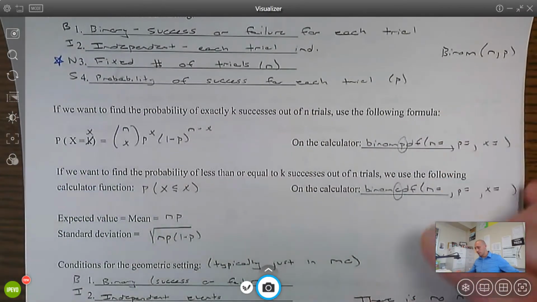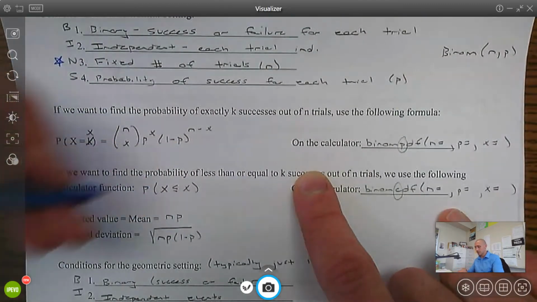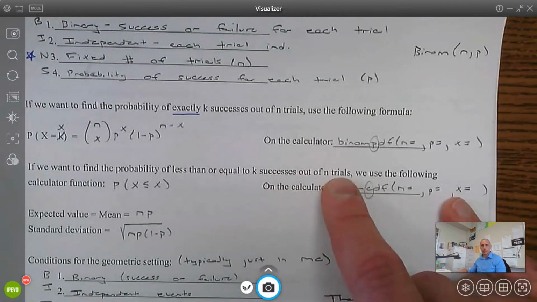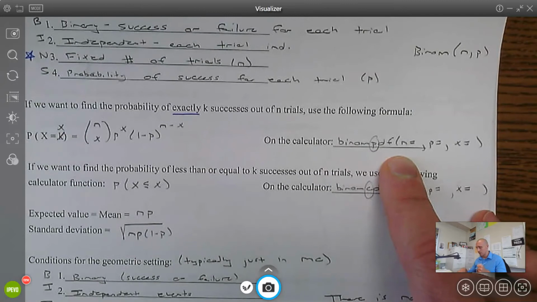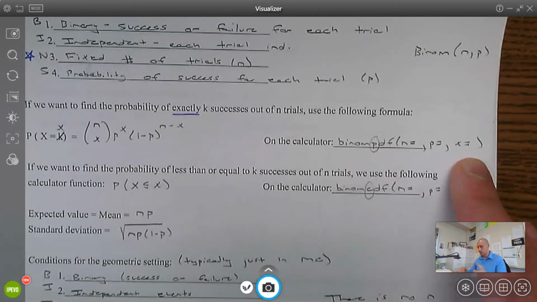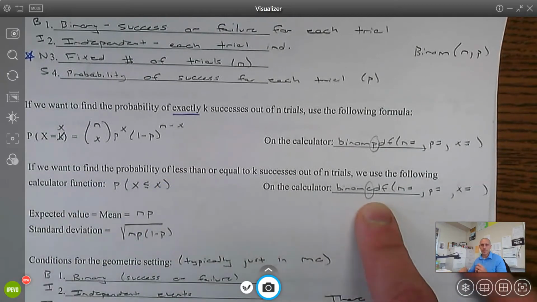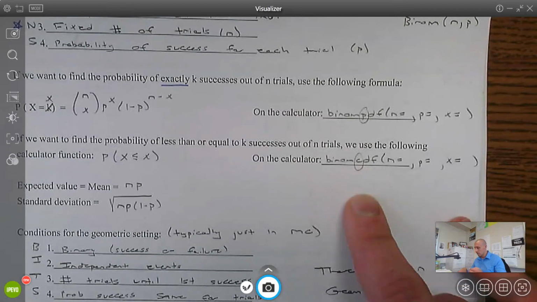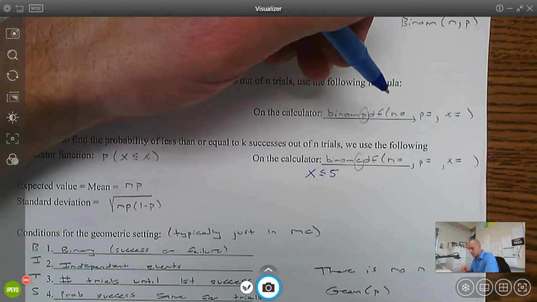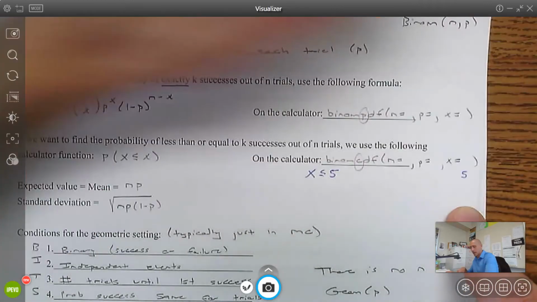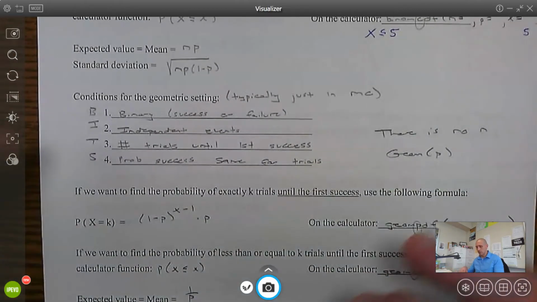So your formula is right here if you want to use that for exactly, or we did some work on the calculator, binomial PDF. If you're going to use the calculator, you have to explicitly say what N, P, and X equal. X is the number of successes. Less than or equal to, now it's going to be binomial CDF. So if I want the probability X is less than or equal to 5, that's going to be everything 0, 1, 2, 3, 4, 5. Then I'm going to set X equal to 5. The mean and standard deviation, these are on your formula sheet.